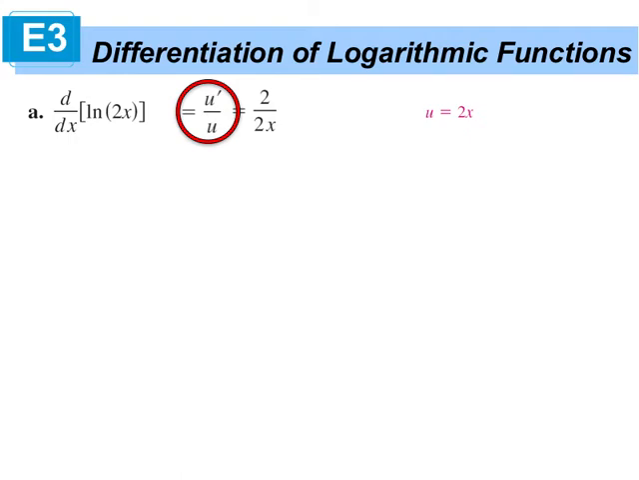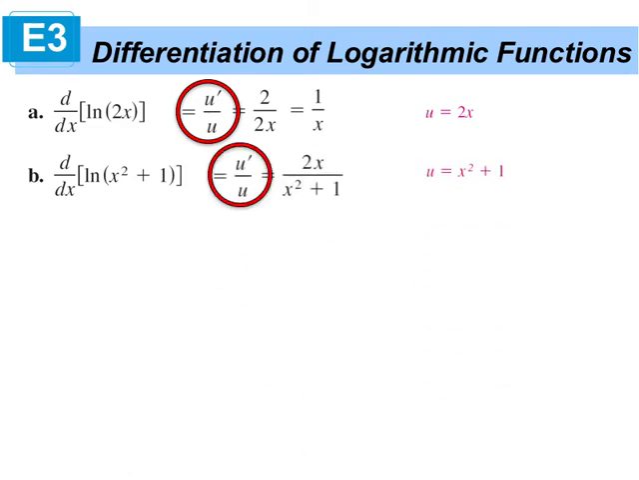Are we good with that? Okay, good. What's u? X squared plus 1. So right away, if you want to slap that in the denominator, you're good to go. What's u prime? 2x. Do not cross out those x's. How are we doing so far?